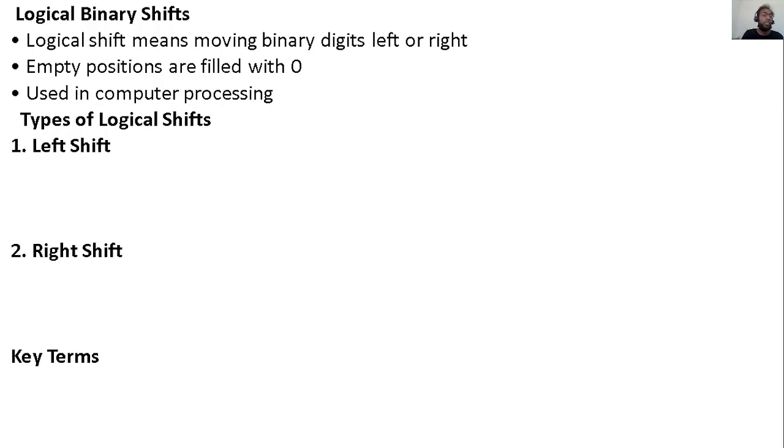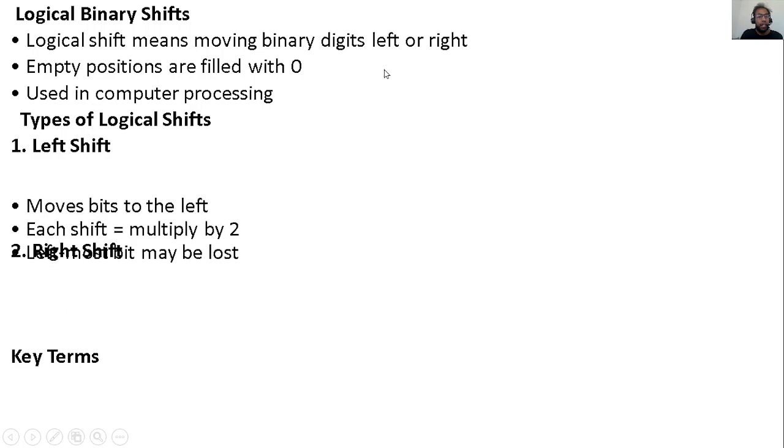Okay, the next topic is logical binary shifts. Logical shift means moving binary digits left or right. Okay, you'll have to move the binary digits to the left or right. How? Empty positions are filled with 0. Any position that becomes empty gets filled with 0. It is used in computer processing.